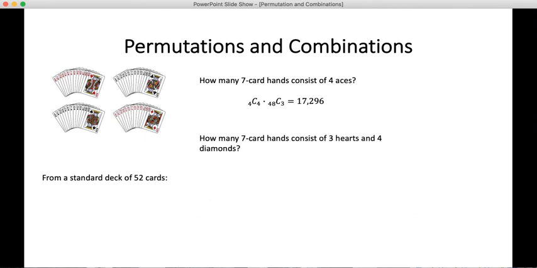All right, try this one. How many 7-card hands consist of 3 hearts and 4 diamonds? So how many hearts are there in the deck? That answers 13. How many diamonds? That answers 13. So it's the combination of 13 taken 3 at a time. That's how we get the hearts. And 13 taken 4 at a time. That's how we get the diamonds. And you can type that just like that in your calculator. The answer is 204,490.